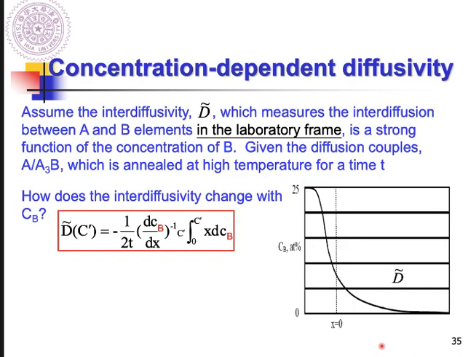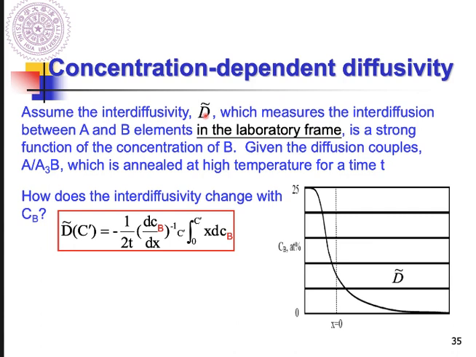I'm going to give an example showing concentration dependent diffusivity, and this part will give you a more exact picture, or a more exact concentration profile, with concentration dependent diffusivity. What we have here is to assume the interdiffusivity, which measures the interdiffusion between A and B elements in the laboratory frame, is a strong function of the concentration of B.